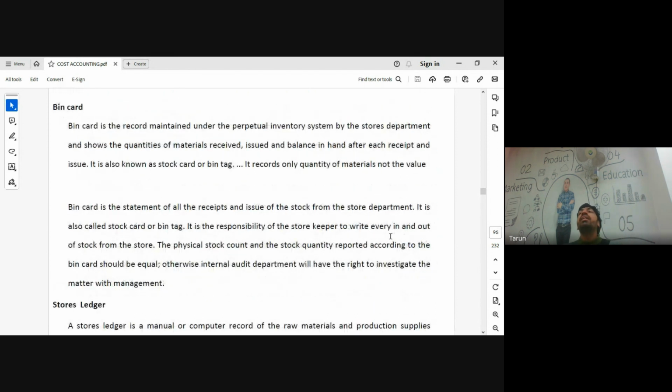Now there is a new concept. What is a bin card? What is the store ledger? How do you differentiate between the two of them? Even multiple choice questions or subjective questions would be asked on these particular topics.